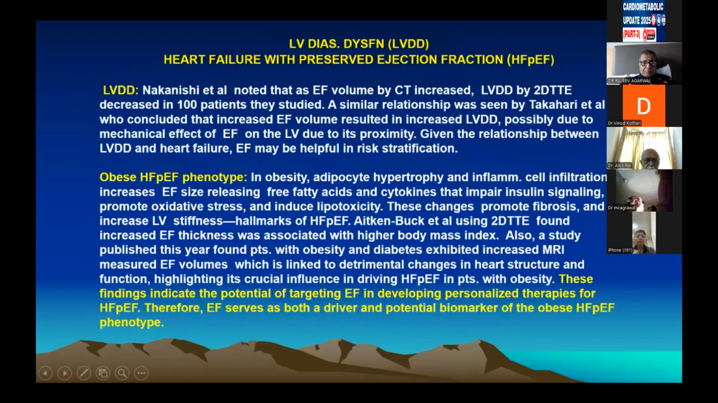That's important. What about left ventricular diastolic dysfunction? Well, it has been noted that as epicardial fat volume increases, left ventricular diastolic dysfunction increases. So this relationship between left ventricular diastolic dysfunction and epicardial fat may be helpful in risk stratification.